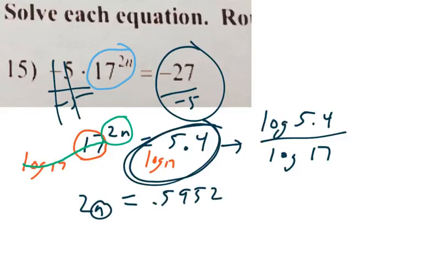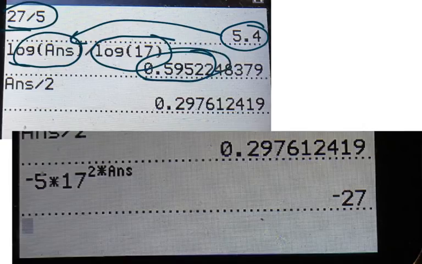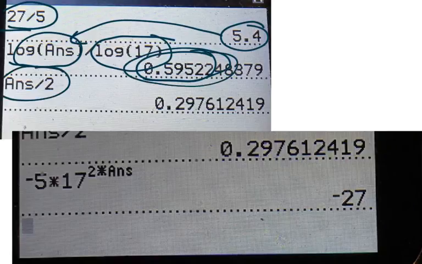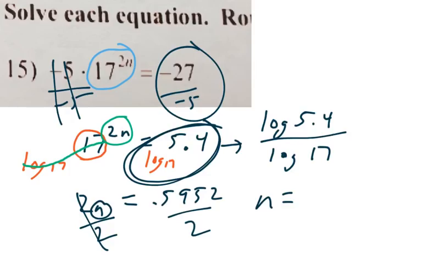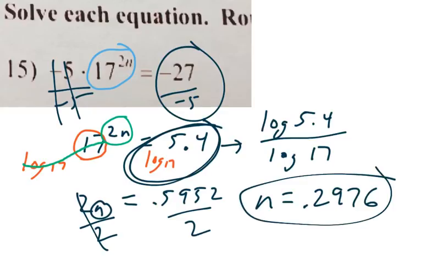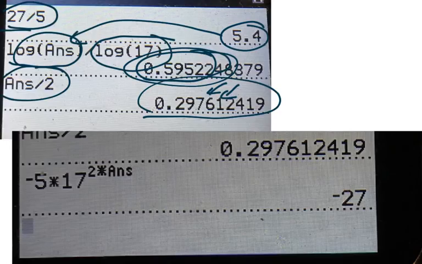To solve for this n, I'm going to divide both sides by 2. So I know n is going to equal, notice I took this answer, I divided by 2. And again, you want to go to at least 4 decimal places. That means you're going to go right there. The 1 means you don't round the 6 up. So I know my answer is 0.2976. And that's it.